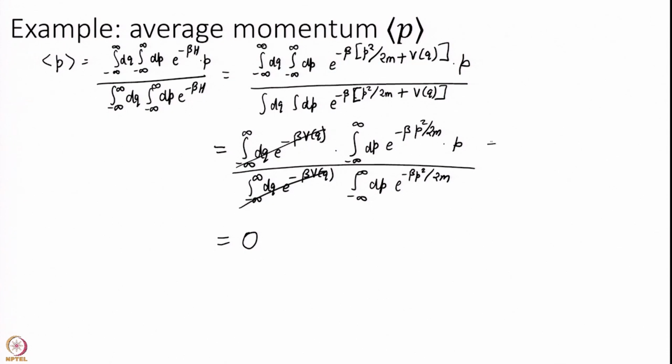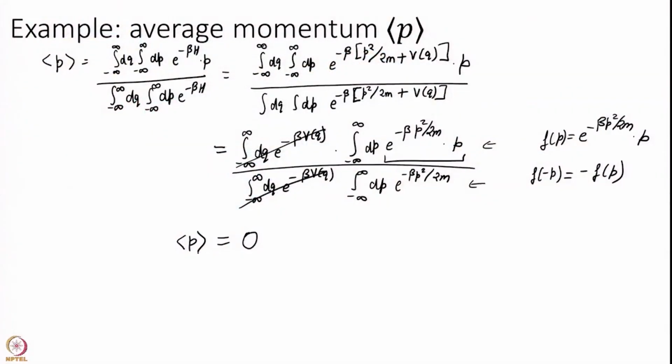These look a bit nasty, but you note that the numerator, this function that is there, what you notice is that this is an odd function. So, f of minus p is equal to minus f of p. And what do you know about integrating an odd function over all space? It is equal to 0. So, the numerator is 0 and so the whole thing becomes 0.